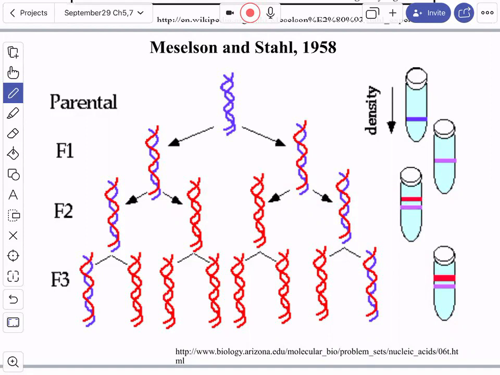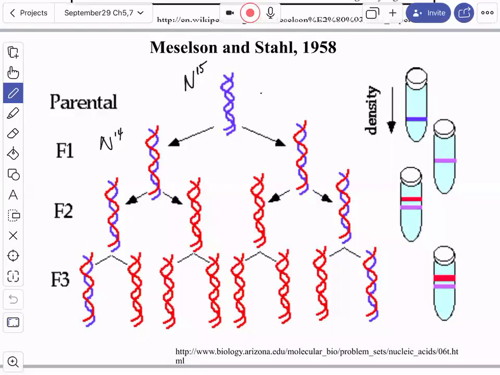But the gist of this experiment is that they grew, I don't know what organism it was, maybe it was E. coli, I'm not really sure, but they grew some bacteria in media with heavy nitrogen. It wasn't radioactive. I think it's nitrogen that has an extra neutron. Normal nitrogen is N14, so media with N15 in it. Okay, so they grew it for a few generations that way, and then they switched the cells into a medium with regular nitrogen. They tried to time it for about 1 generation, and then they took the cells out and they centrifuged them.